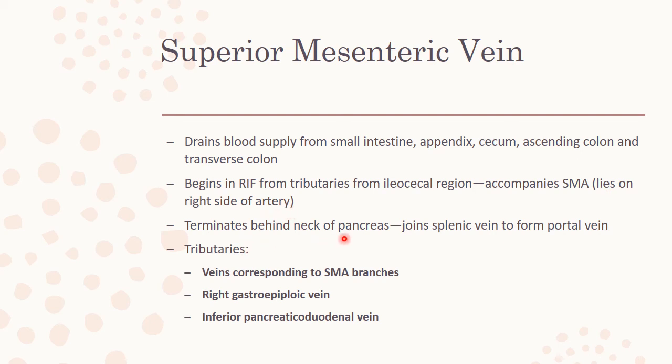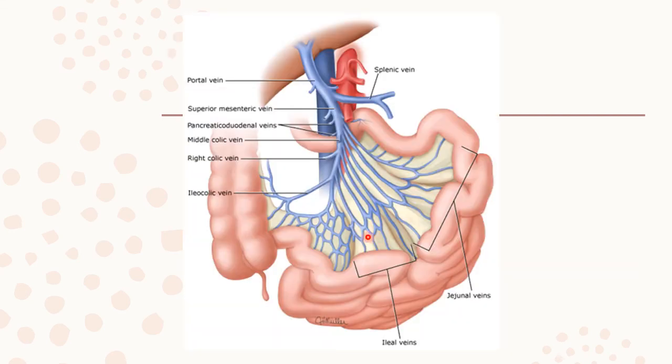It terminates behind the neck of the pancreas by joining the splenic vein to form the portal vein. The portal vein we will study in detail later on. The tributaries of the superior mesenteric vein are the veins which correspond to the superior mesenteric artery branches. We also have the right gastroepiploic and the inferior pancreatico-duodenal vein, which form the tributaries of the superior mesenteric vein. Let's take a look at this vein.